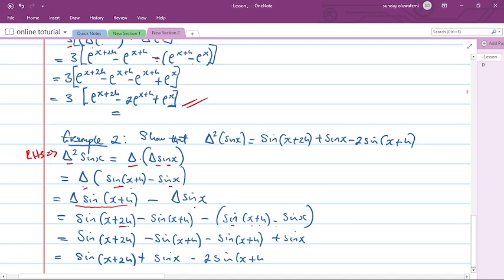So sin of x plus 2h, and you can see that these two terms are the same, so we can add them together. So minus sin of x plus h minus sin of x plus h gives us minus 2 sin of x plus h, close the bracket, and then plus sin x, and that equals our right hand side.